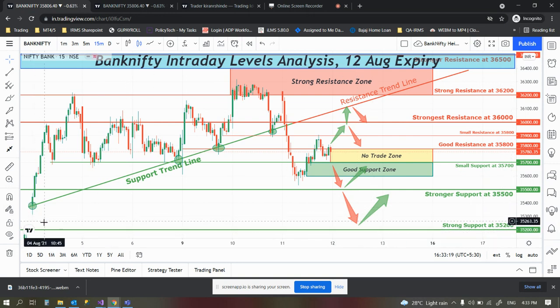So what it would do, as I usually say, we can see a gap over here. Okay, so this gap can get filled over here, and we can see a quick bounce back from these levels. So I hope you understand what points I'm trying to say.